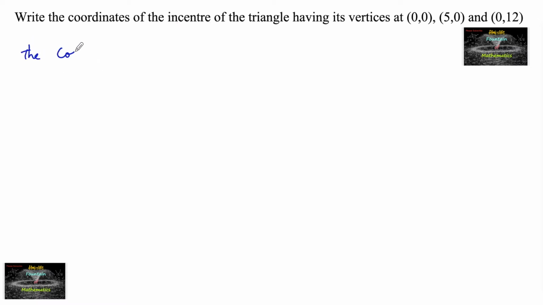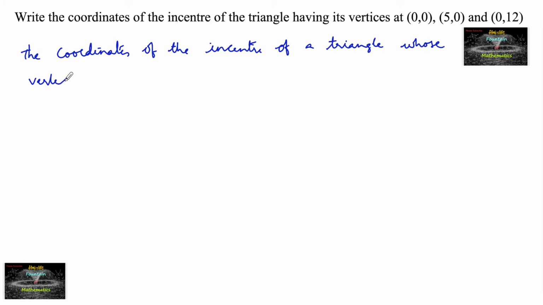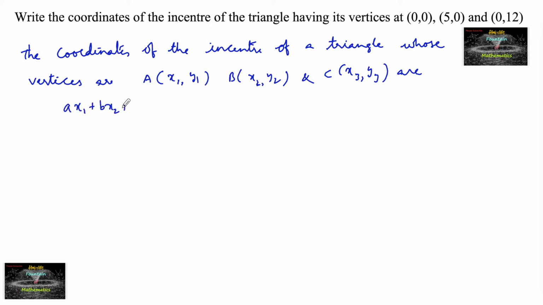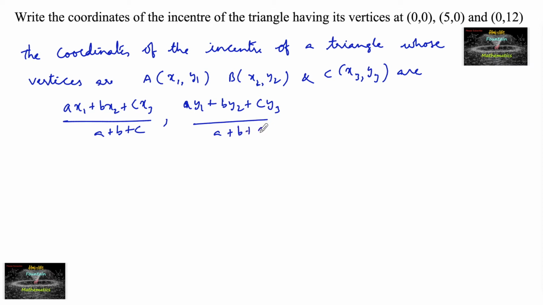Since we know that the coordinates of the incenter of a triangle whose vertices are, say, A(x1, y1), B(x2, y2) and C(x3, y3), are given as (a x1 + b x2 + c x3) upon (a + b + c) and (a y1 + b y2 + c y3) upon (a + b + c), where a is equal to side BC, b is equal to side CA and c is equal to the length of side AB.